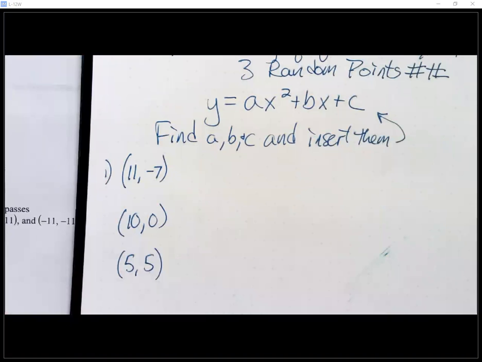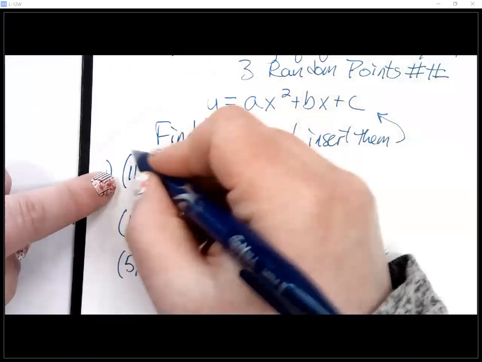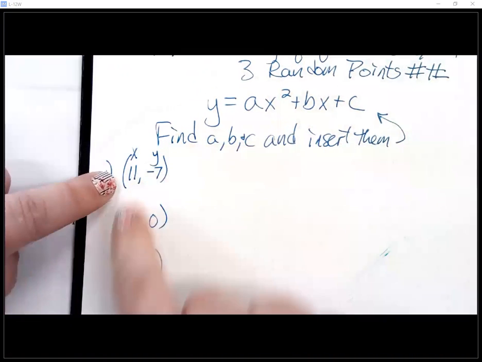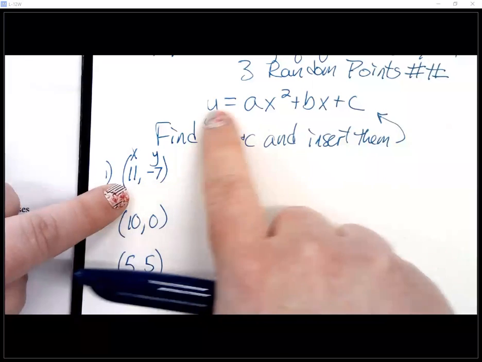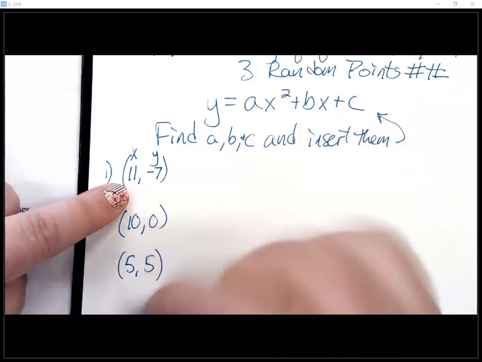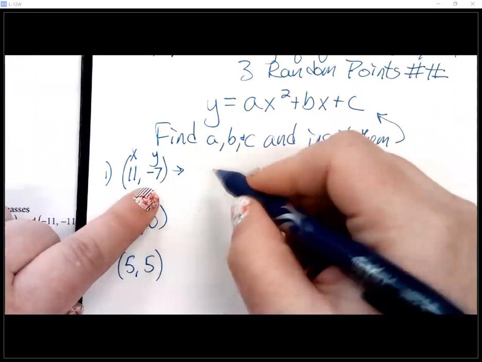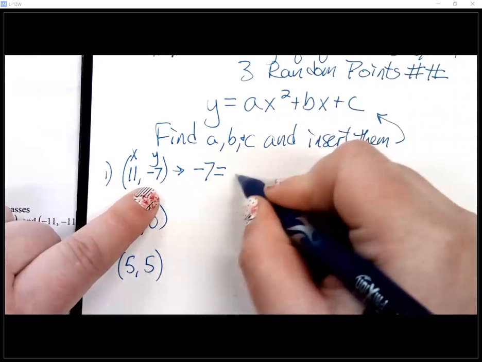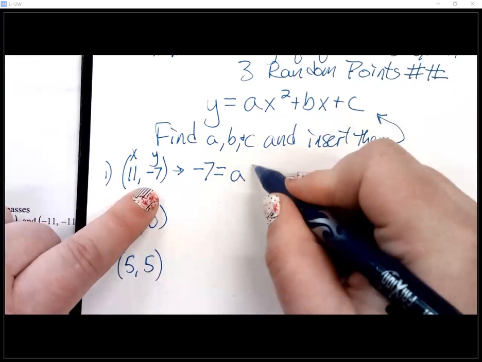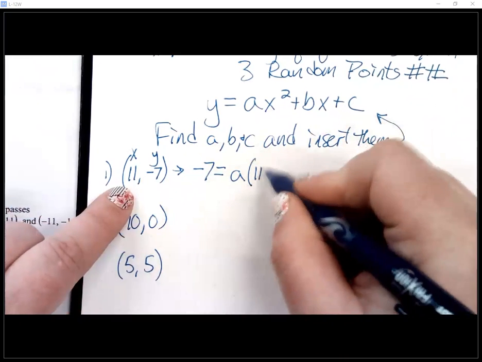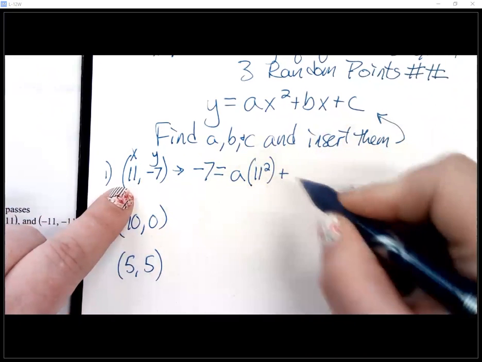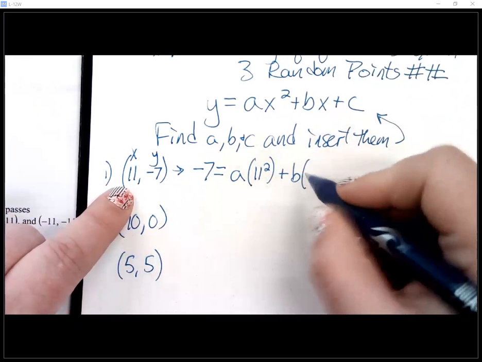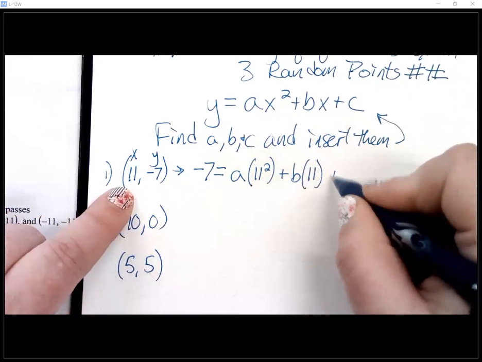So each one of these points is going to produce for me a new equation. Let me show you how this works. All of these are x's, right? And then all of these are y's. So I'm just going to take x and y and plug it in up here. Watch how this works. I'm going to take y, which is -7, equals a, I don't know what a is, so a stays there, times x squared. So that would be 11 squared. Plus b times x again, so I put 11 again, and then I just have a plus c on the end.